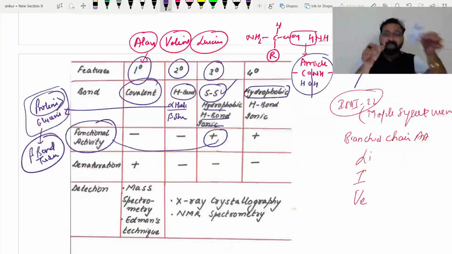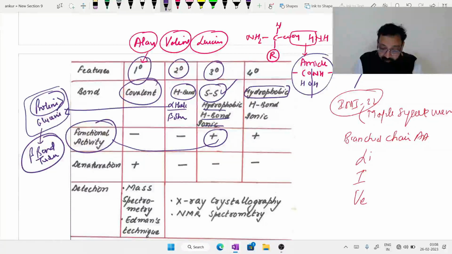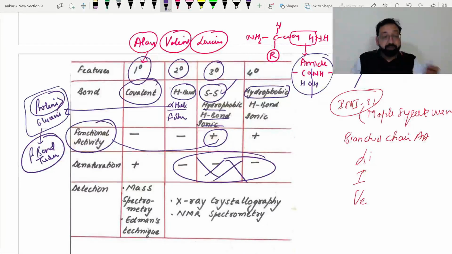We found if you heat a protein, this protein is denatured. Denatured means secondary, tertiary, quaternary structures are lost. And if secondary, tertiary, quaternary structures are lost, protein can't do function. Okay, denaturation.